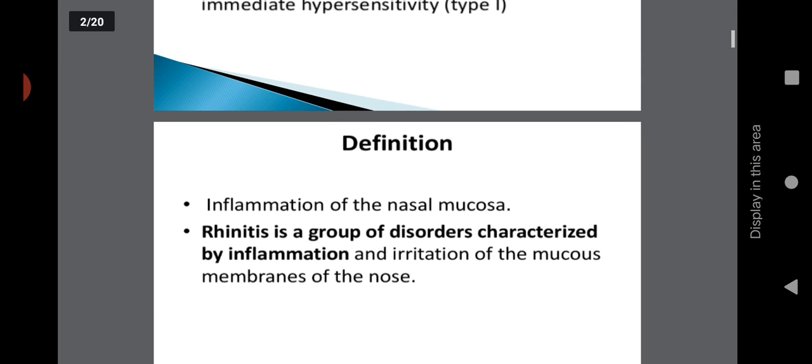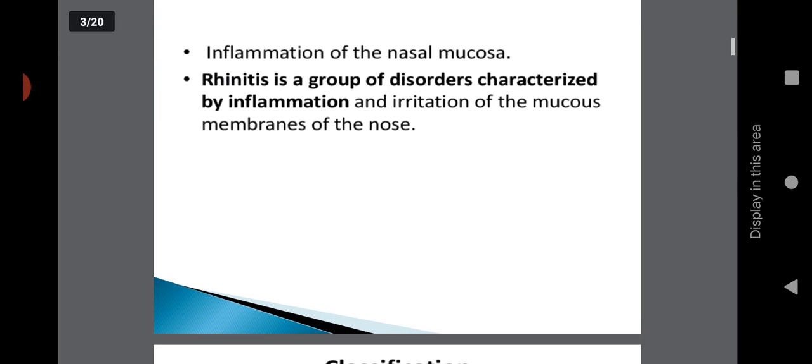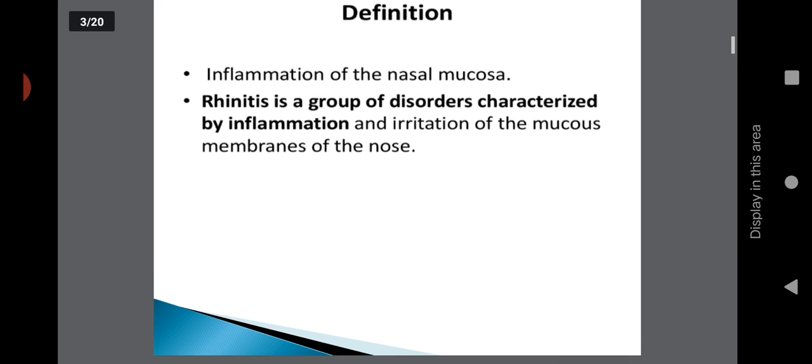Let us move to the definition. It is an inflammation of the nasal mucosa. Another definition: rhinitis is a group of disorders characterized by inflammation and irritation of the mucous membrane of the nose. Okay, so this is the definition. It is simple: inflammation and irritation of the mucous membrane lining the nose.